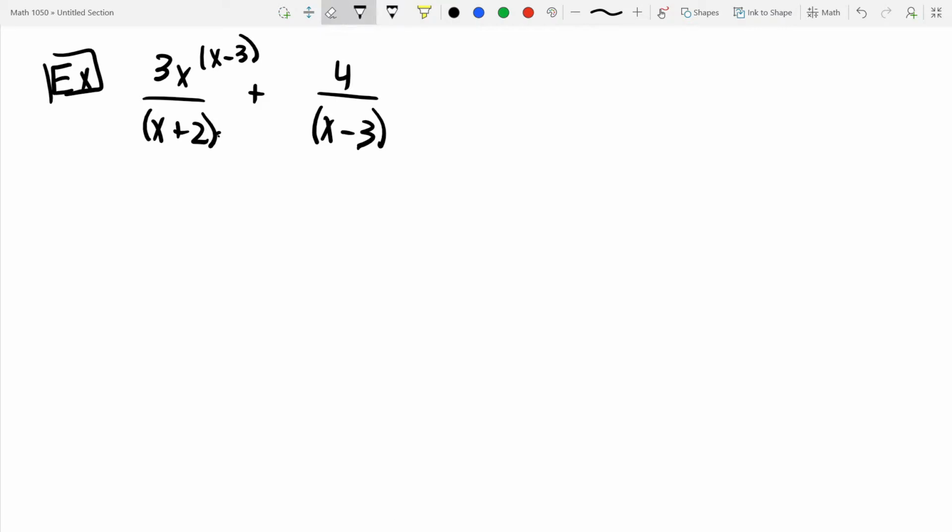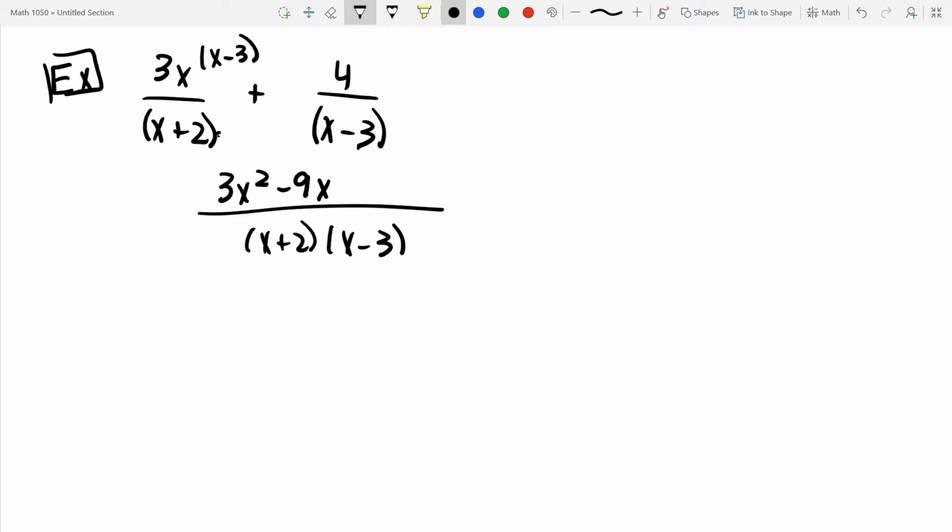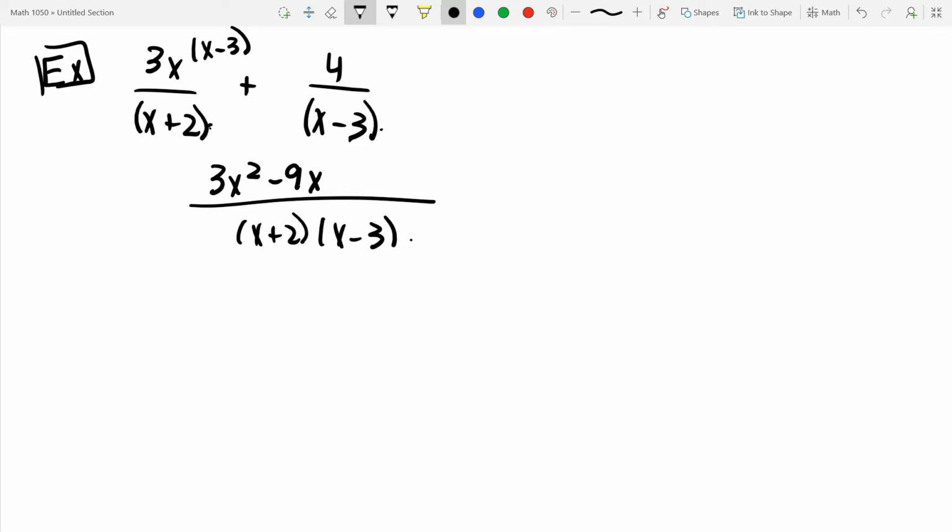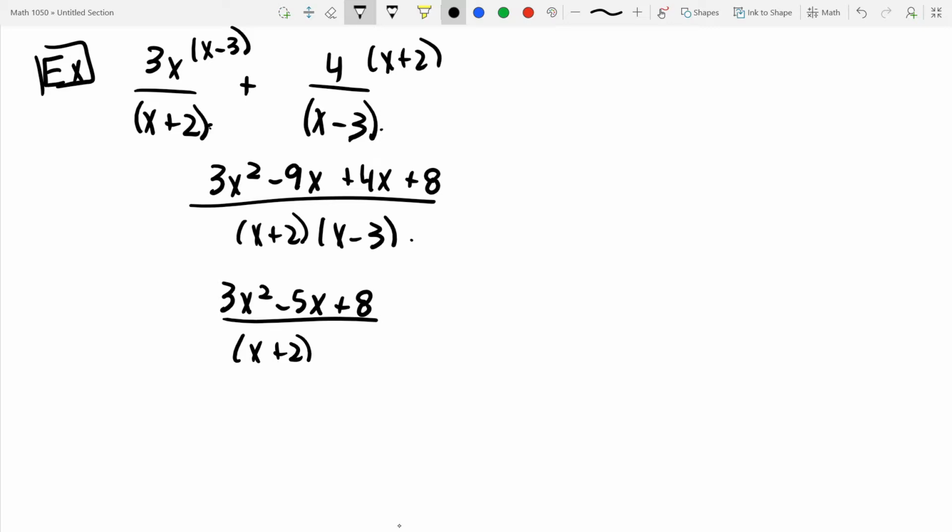I say, okay, the common denominator is going to be x plus 2 times x minus 3. This one has the x plus 2. He's missing the x minus 3. Distribute right now, and you have 3x squared minus 9x. Do the same thing again. This one has the x minus 3. He's missing the x plus 2. So distribute the 4, and I get 4x plus 8. Add them together, and I get 3x to the second minus 5x plus 8 all over x plus 2 times x minus 3. Okay, and that is your answer.